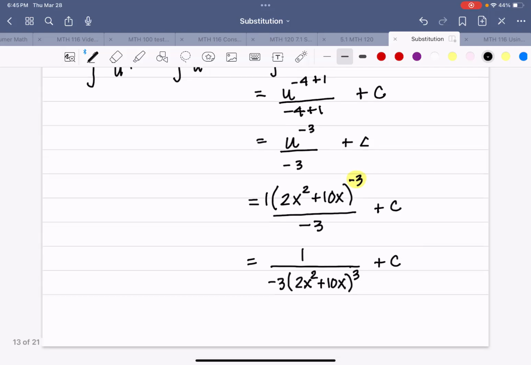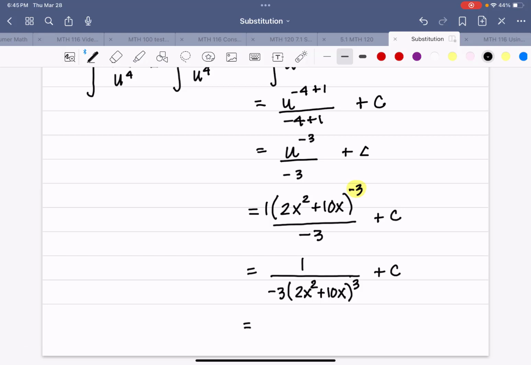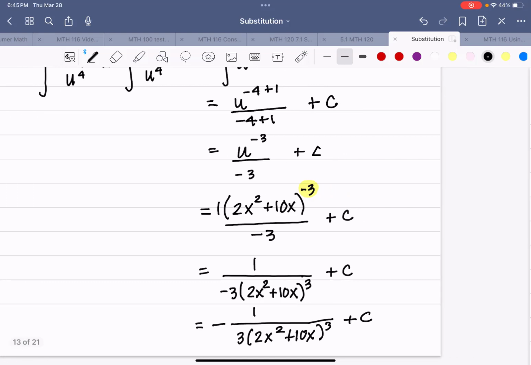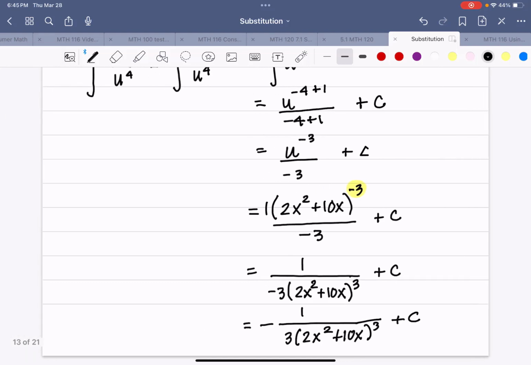And the only other thing I can think of that might be even more proper or in better form is to bring that negative even with a bar instead of leaving it in the denominator. So (2x² + 10x) to the third, plus c. So my final answer is negative 1, and that negative could go in the top with a 1. That would be fine also. Over 3 times (2x² + 10x) to the third, plus c.